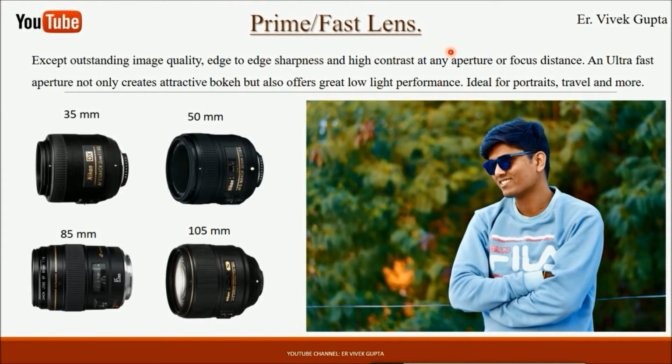Then prime lenses or fast lenses. These lenses are used to capture portraits, wedding photography, travel photography, etc. Basically, prime lenses are those lenses which have a fixed focal length. You cannot change the focal length of these types of lenses. Very commonly used prime lenses are 35 mm, 50 mm, 85 mm, and 105 mm lenses. These are very commonly used.